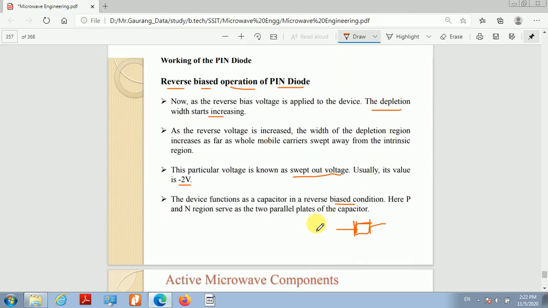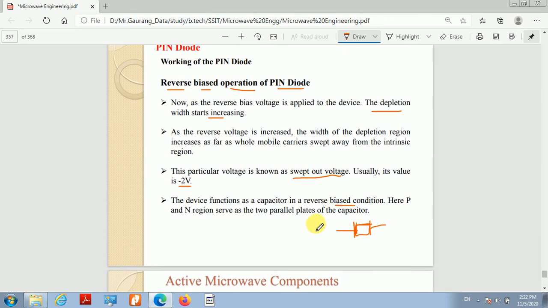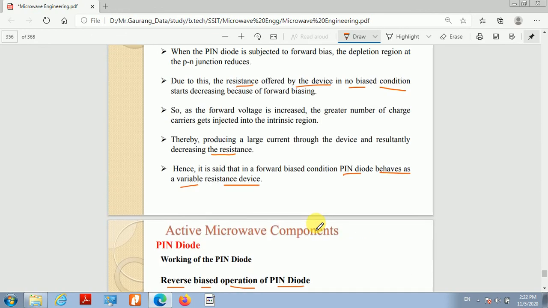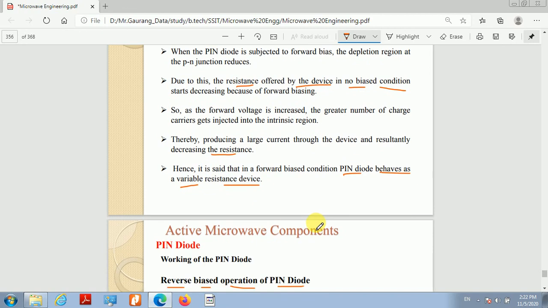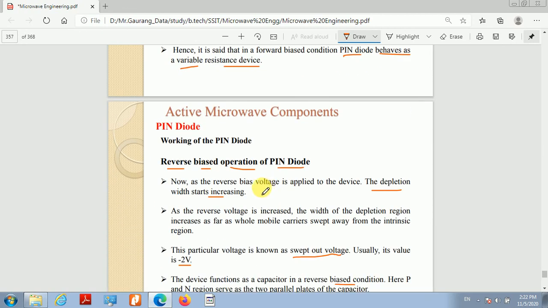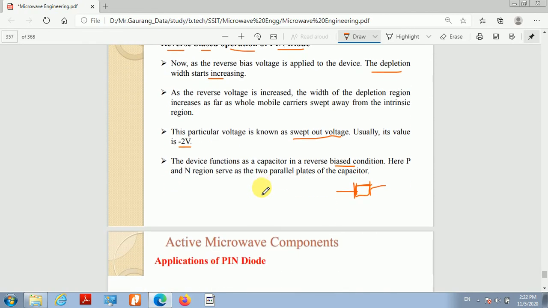Okay, so if we conclude this working of pin diode, then under forward bias the pin diode behaves like a variable resistance device, and under reverse bias it behaves like a low value capacitance device, low value capacitor.